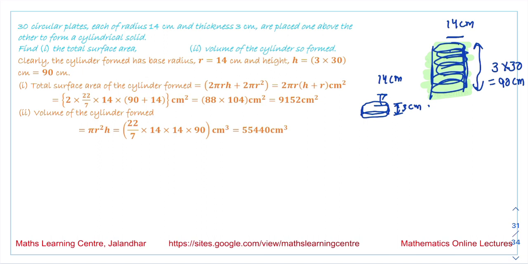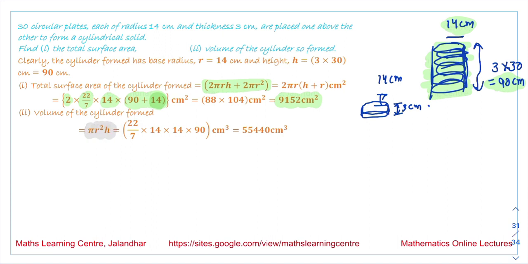So total surface area, we know it is 2 pi r h plus 2 pi r square. So when we substitute these values, 2 pi is 22 by 7, radius we have is 14 centimeter, and height we have calculated is 90, plus r is 14, and when you solve this you will get the answer 9152 centimeter square.